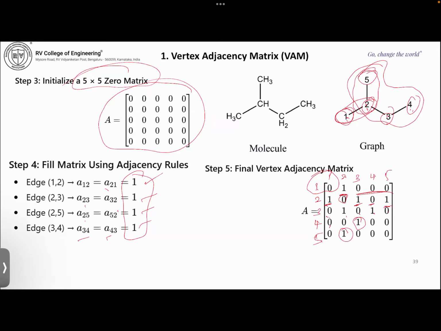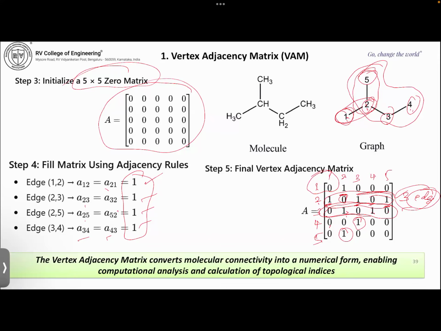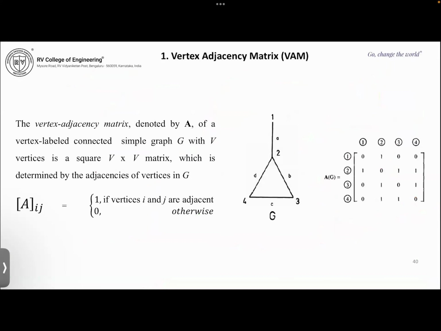You can see that the third carbon is having 2 edges, and the second carbon is having how many edges? 3 edges, 3 vertices, it's bonded to 3. The degree is high. This is what the computer will understand from the matrix. So the vertex adjacency matrix converts the molecular connectivity into a numerical form, that is matrix representation, enabling computational analysis and calculations for topological indices.